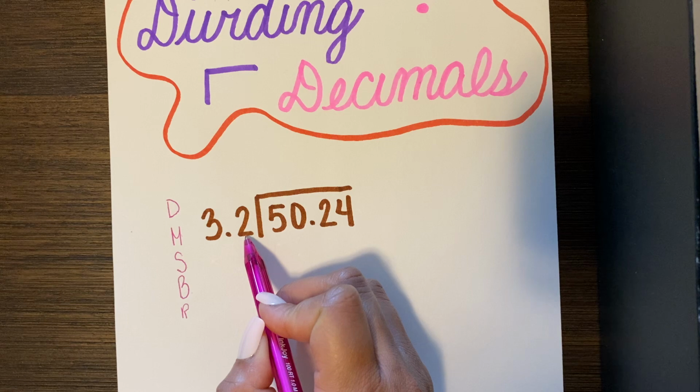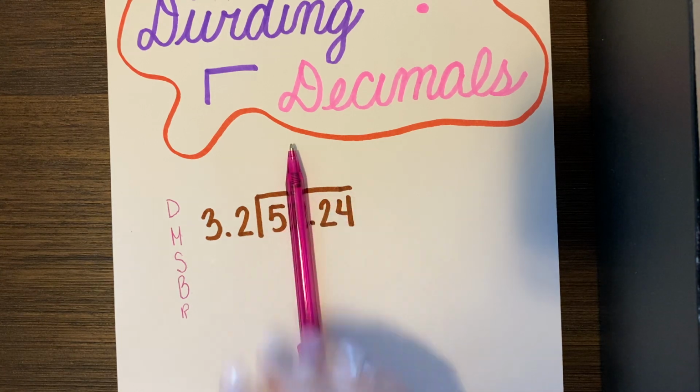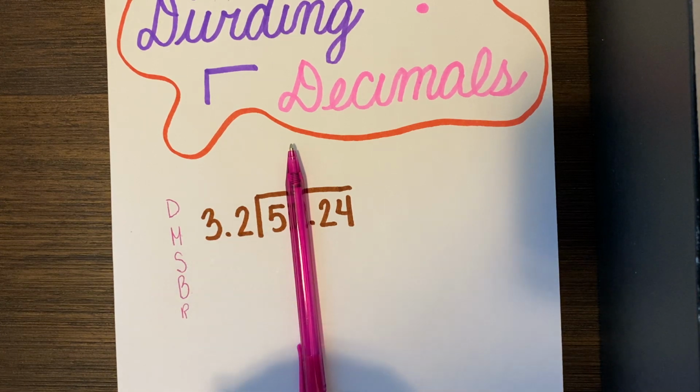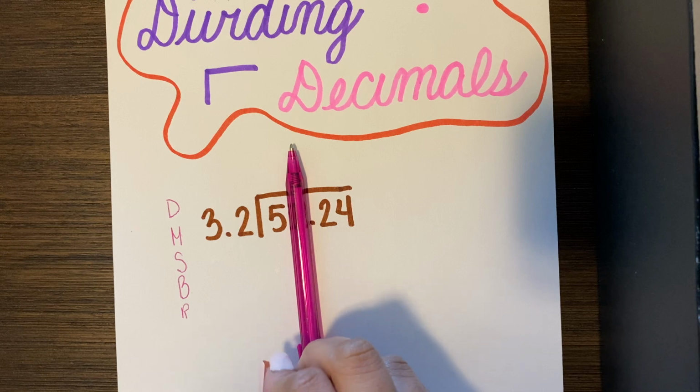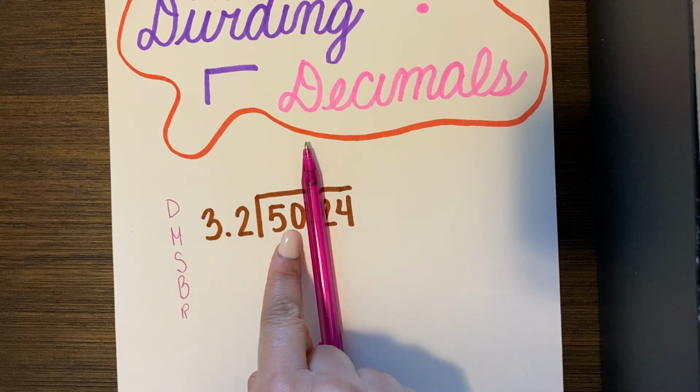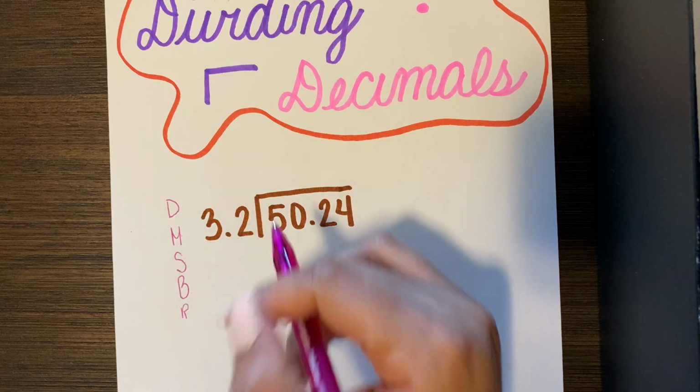Can 32 go into 5? No, it cannot. You can't do 5 divided by 32. 32 would be too big. So we're going to move on to the next digit. Can 32 go into 50? Yes, it can. How many times? Just once.